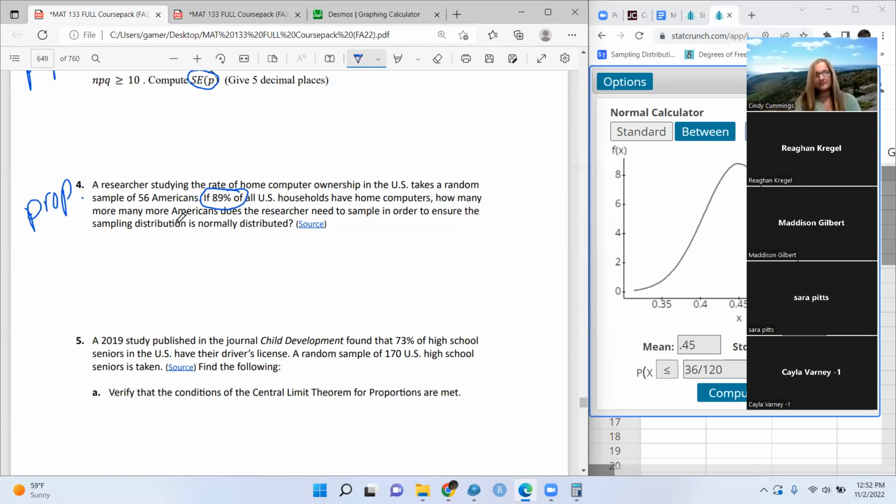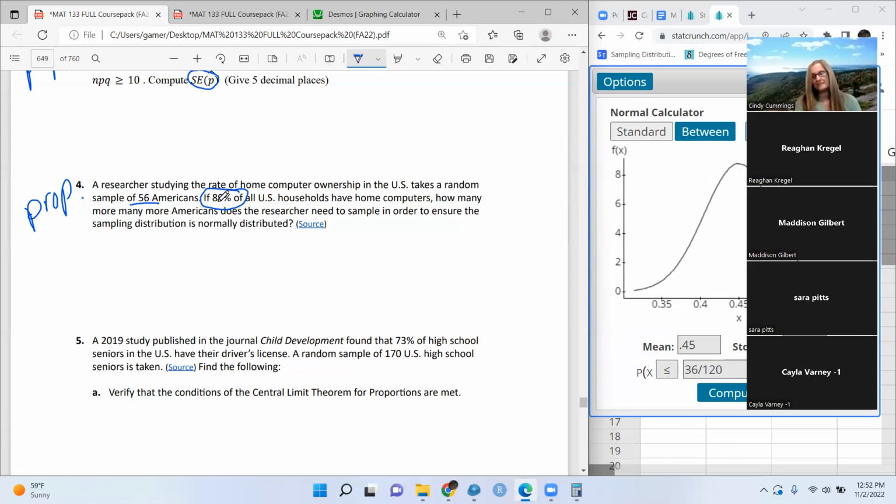Good. This is the exact same problem we just did, where it says how many more do we need in our sample to ensure that it's normally distributed. But this same problem could be done with a mean. The only criteria for a mean is that the sample size is greater than 30. So it's not a very interesting problem. You just look at the sample size and figure out how many more you would need.